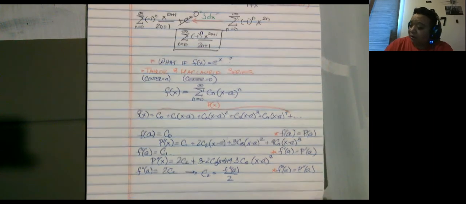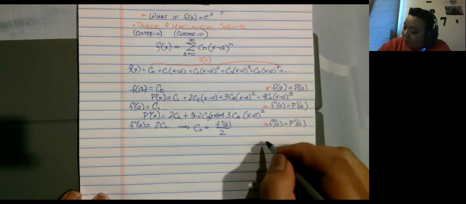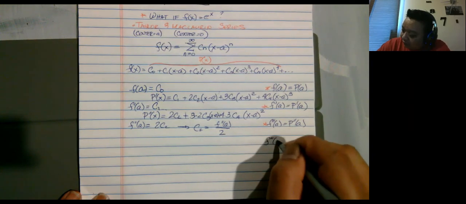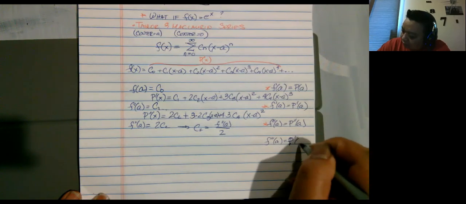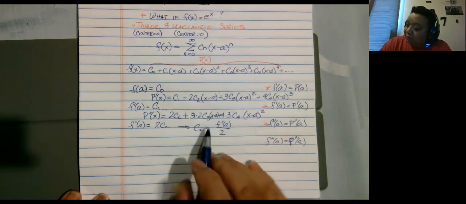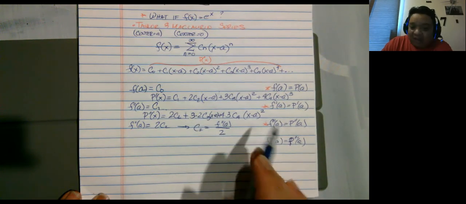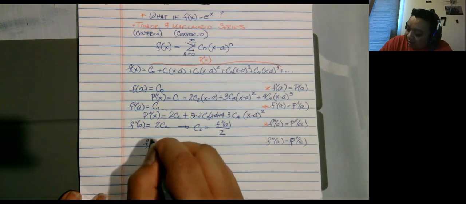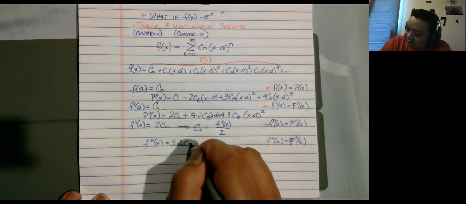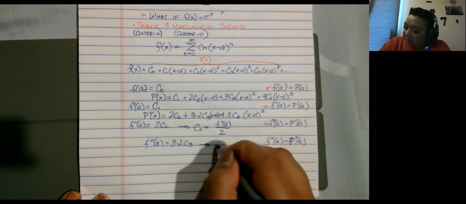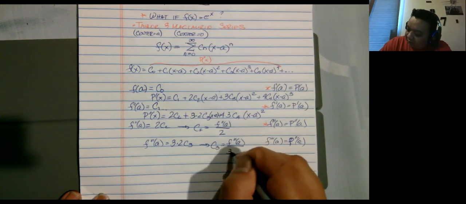Let's do one more, and then hopefully we can find a pattern here. We now want the third derivative to equal each other. When we do, the third derivative will leave me with just this, and everything else will have an (x minus a). So f triple prime of a is equal to 3 times 2 c3, which means c3 is f triple prime of a all over 3 times 2.